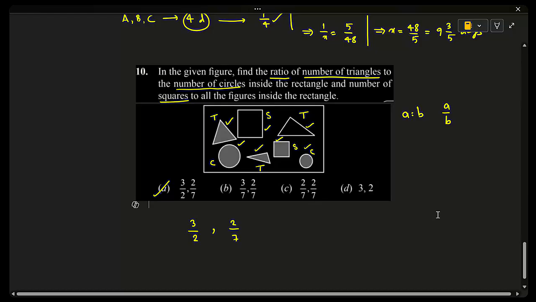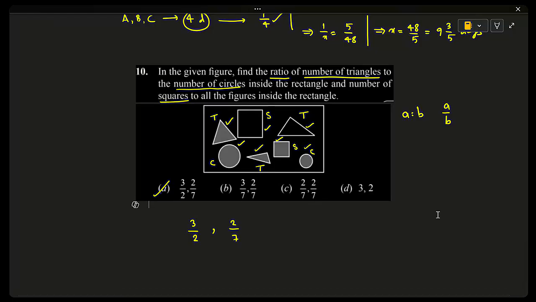Vilochan, what is your doubt? Sir, 10th question, in the solution, option B there, sir. They said number of triangles to the number of circles. So it should be 3 by 2 only. Even if B is mentioned, it should be wrong. Okay? Okay, sir.